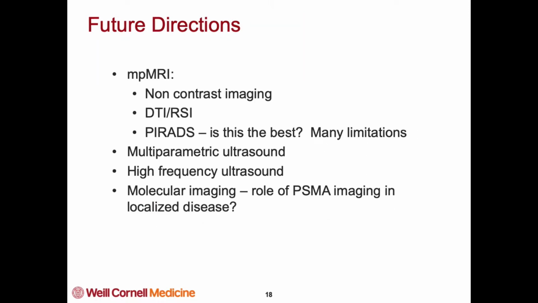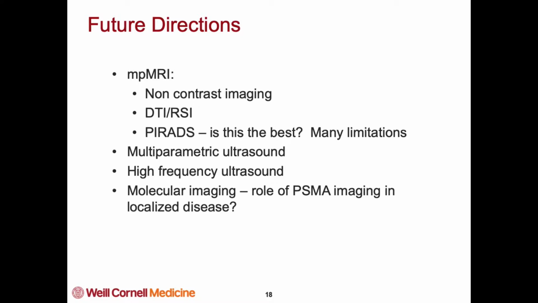So I think for multiparametric MRI, there's going to be a lot of moving forward. There'll be future studies looking at non-contrast imaging, particularly DTI, RSI. I also think that there may be some change with regards to the PIRADS lesion. When reporting PIRADS, there are some limitations to it. For example, you could have a very small focus of highly restricted diffusion, but it will get bumped down to a PIRADS 4 as opposed to a 5.